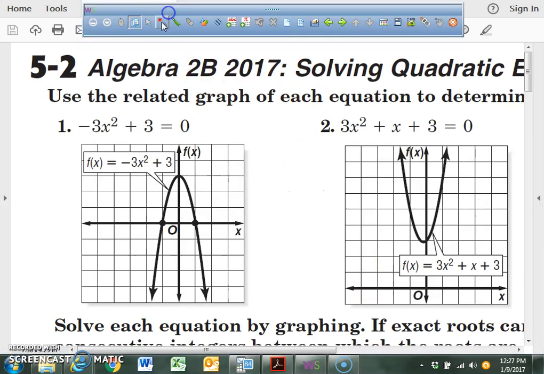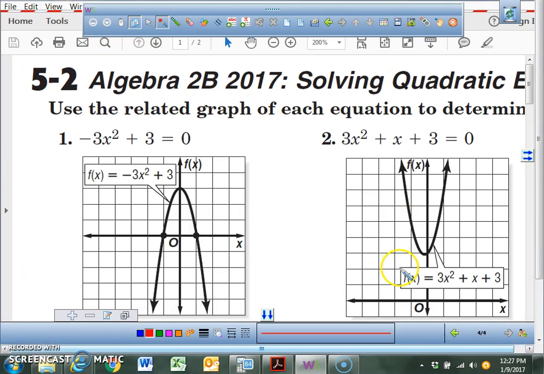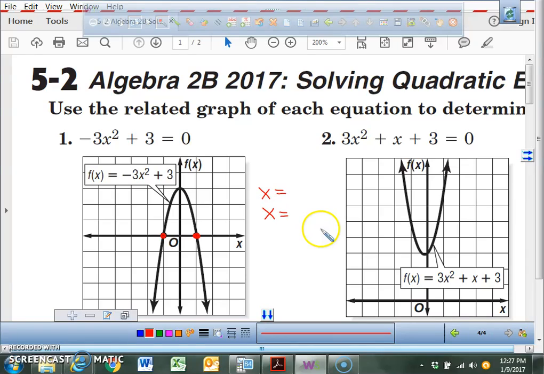So these are the different scenarios that you could run into. All right, so let's look at problem number 1. How many solutions does problem number 1 have? 2. We have 1 right here, and we have 1 right here. Now, we're looking at the values for x where the y value is 0. So what's this value of x? -1. And what's this value of x? 1. Now, you could write the answer: you have 2 solutions, one at x equals 1 and one at x equals -1.